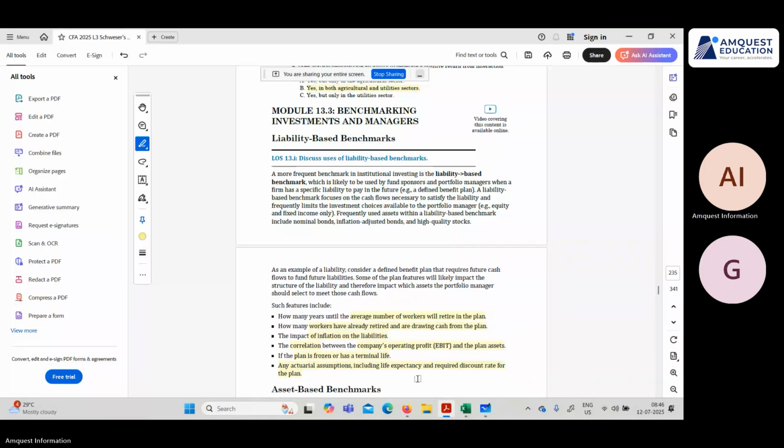Is it clear? These are different features that could come up. I'm not sure whether it is in this, but it could be somewhere else, that you will get a question on pension funds. 100%, because I'm confident, because even I got that question. So on the features, you are 100% going to get a question.